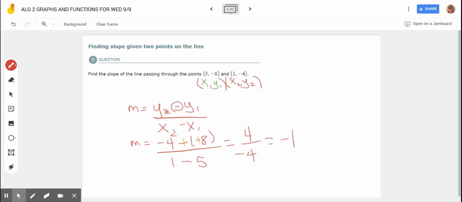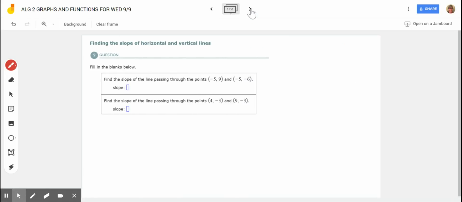Just be careful with the minus signs. A lot of times kids think these minus signs are these, and they are not. The minus sign is in the formula. Leave it in the formula, put the negative number in parentheses. Okay, keep going. Find the slopes again with the points.